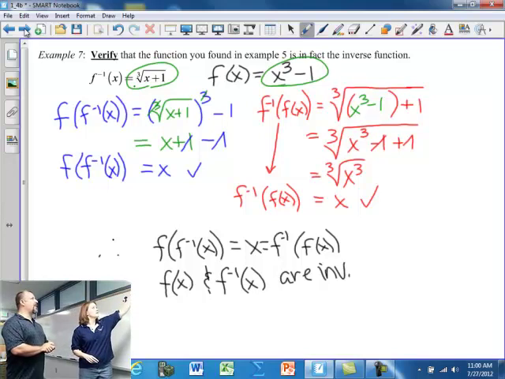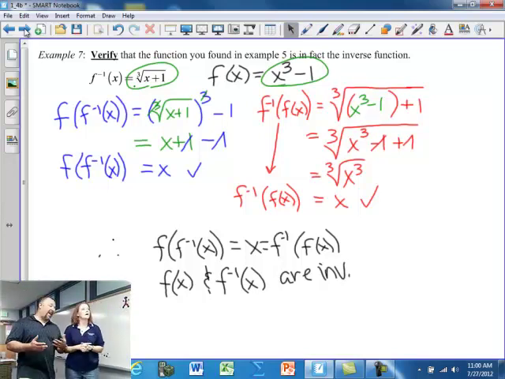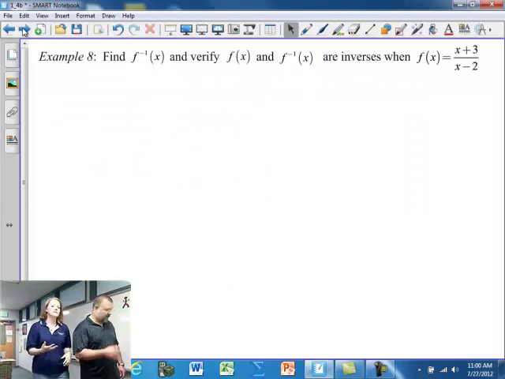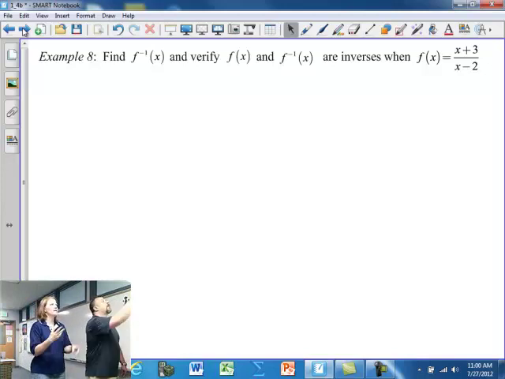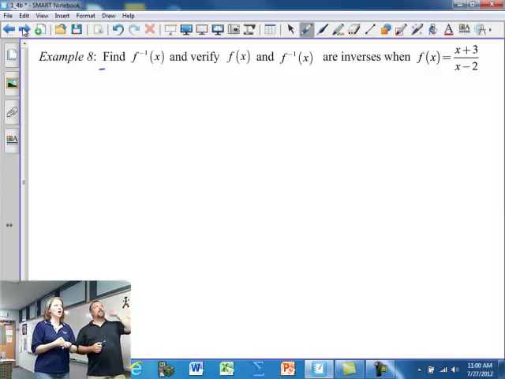Now, that was fairly straightforward, using some basic rules. Let's do one that's a little more complicated, just because we can. I felt a little bad not putting it in the notes, since we wanted you to see a worked out example. This is definitely the hardest problem you'll have to do. So we need to find f inverse, and then we need to verify that f and f inverse are inverses.